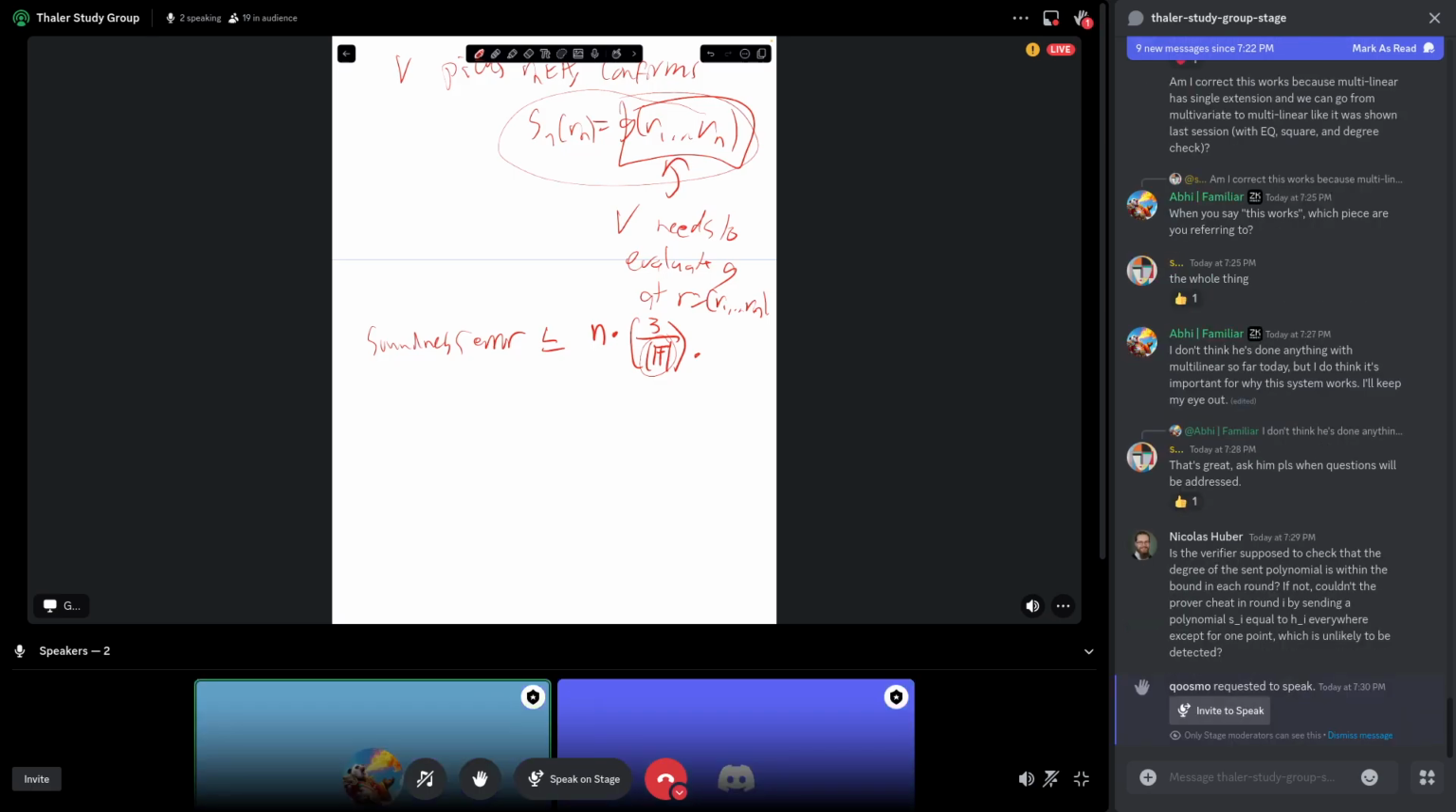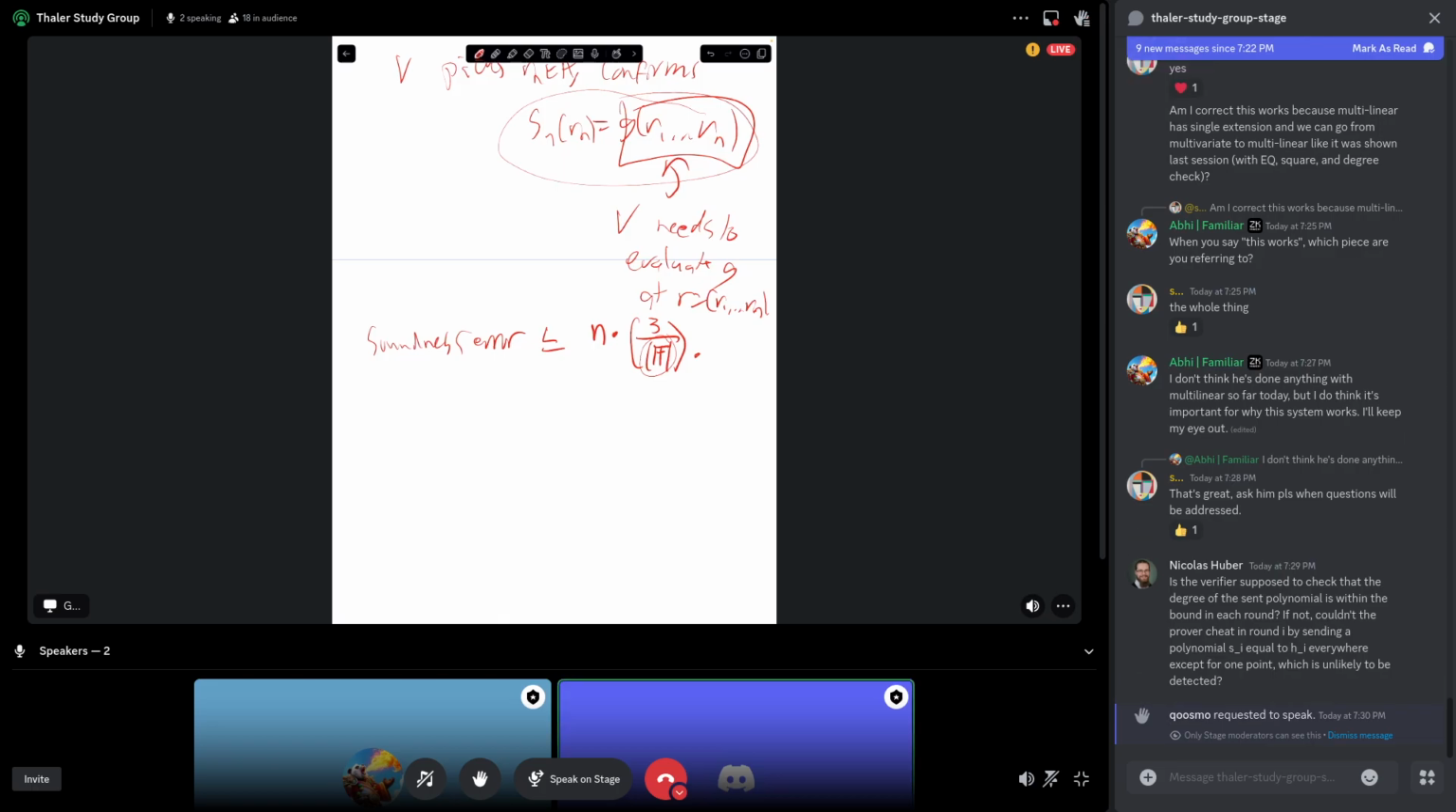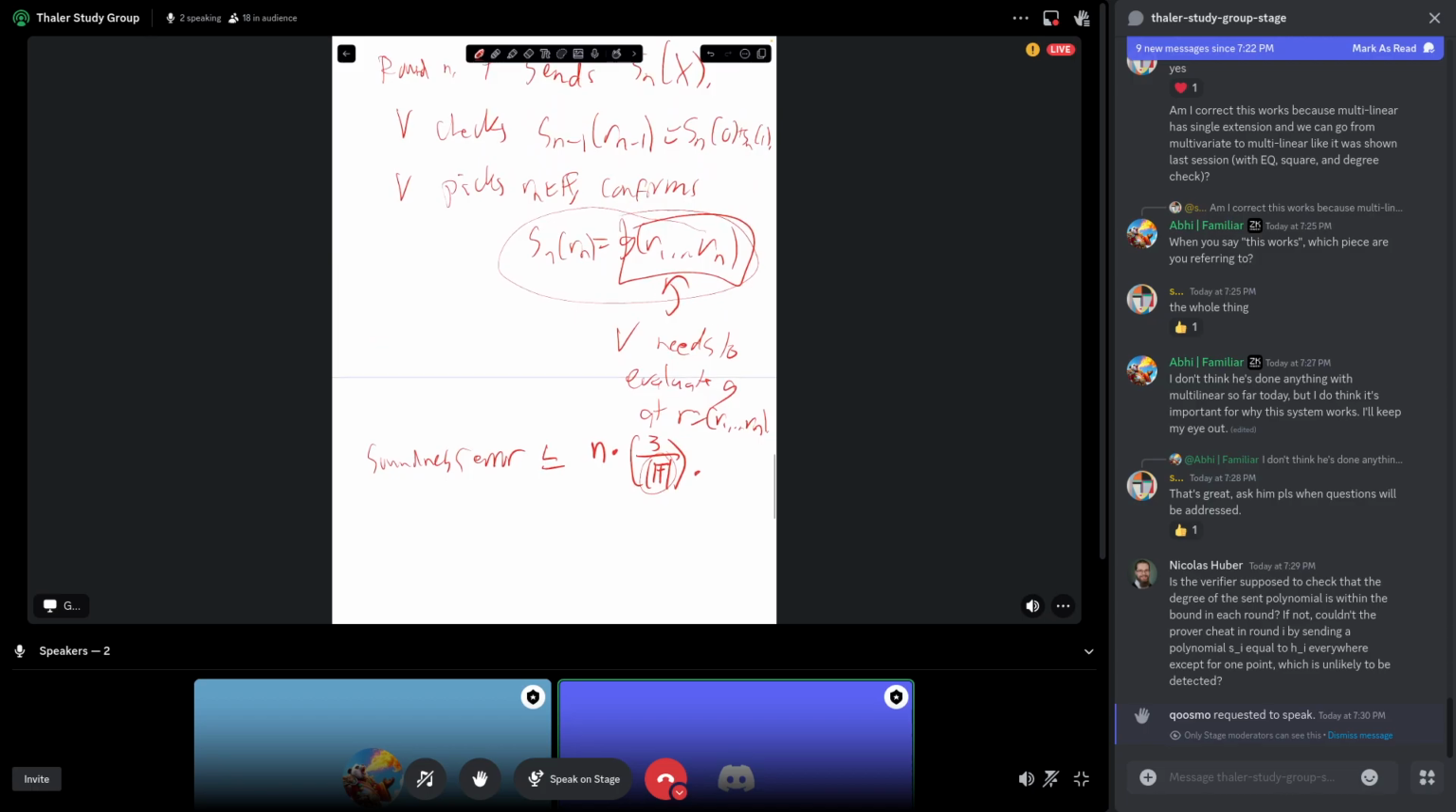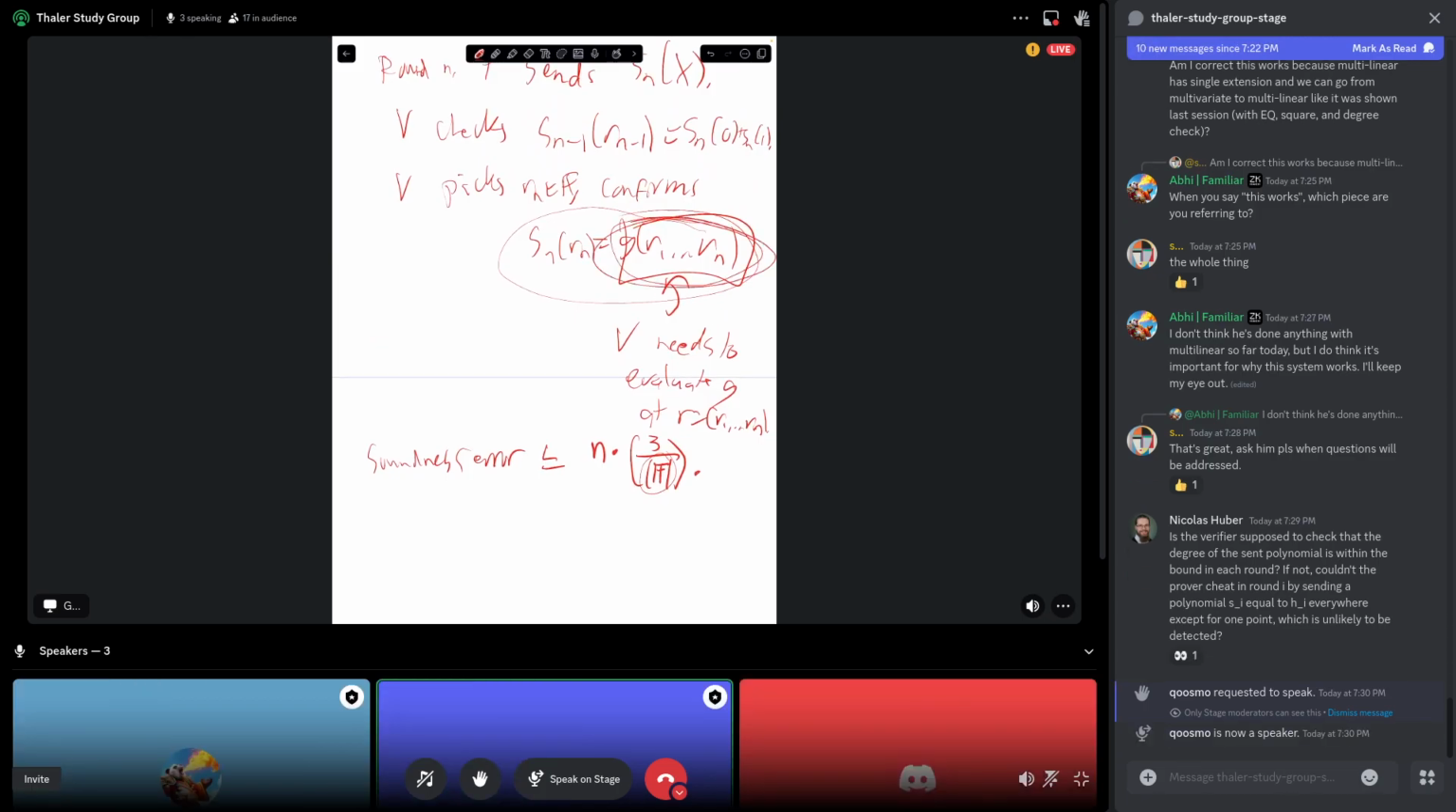One question that was shared in chat was basically, where does the multilinear piece come into this? And is the reason that this whole thing works because we can go from multivariate to multilinear using EQ and degree check? Yeah, so multilinear stuff comes in. It's very clear that you want many variables, right? So univariate just doesn't make sense really with sum check, more or less.